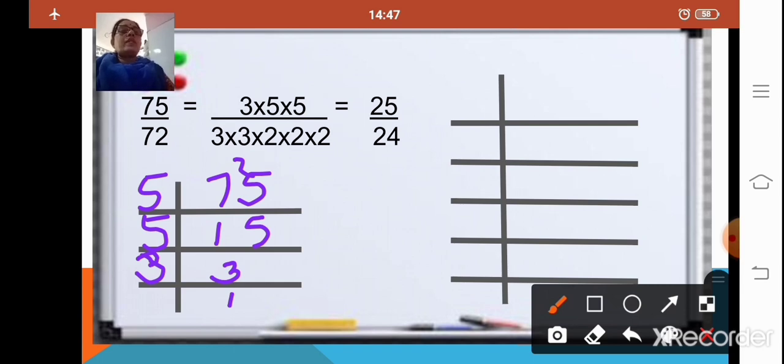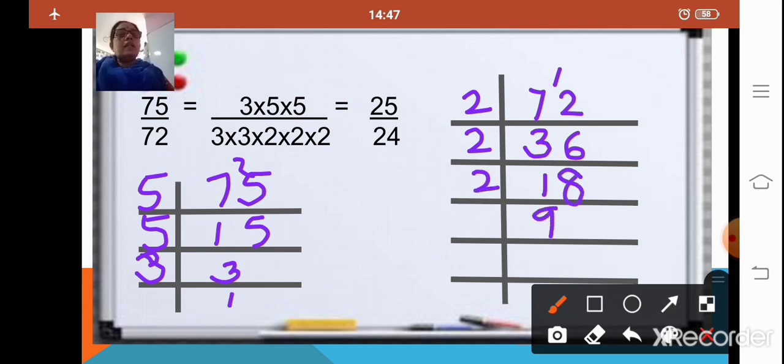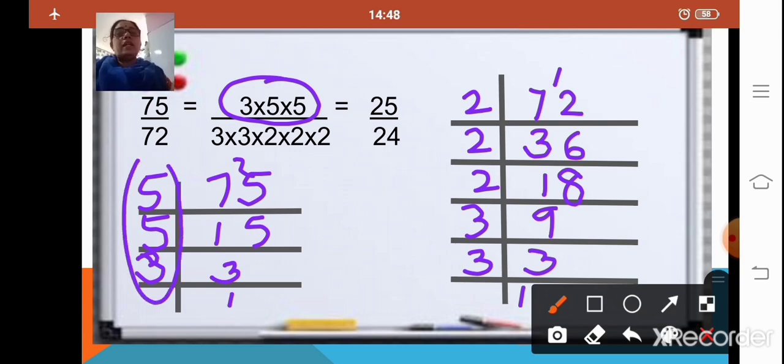Okay. Now 72 here. Divisible by 2. 2 3s are 6. 2 6s are 12, again 2 1s are 2, 2 8s are 16, 2 9s are 18, 3 3s are 9, and 3 1s are 3. Now what I have written here is the prime factors, that is 5 into 5 into 3, and this prime factors is of 72, that is 2 into 2 into 2, yes, into 3 into 3.